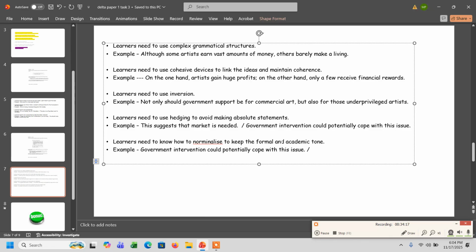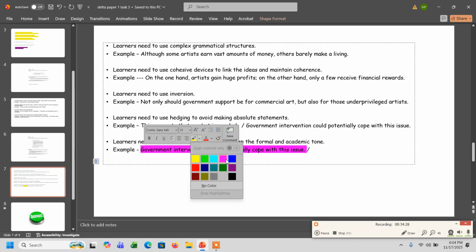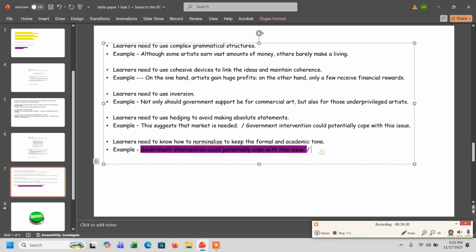Or if you want to write down a new one, do not copy the same answer, I mean the same example. Okay, you need to give a new one. What I would like to show here is that this is also nominalization, but I don't want you to copy the same answer from the previous example. So I will give you a new one.